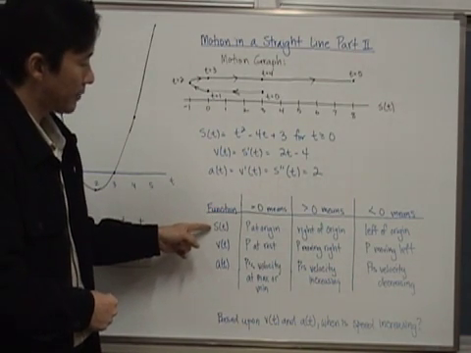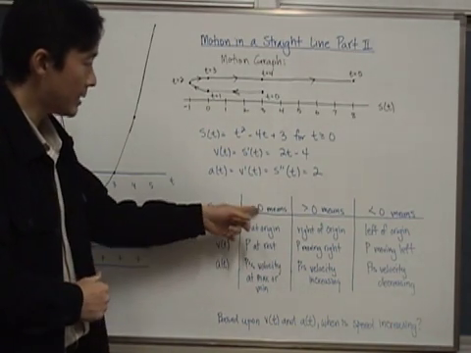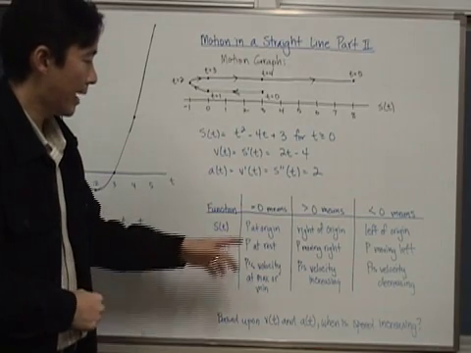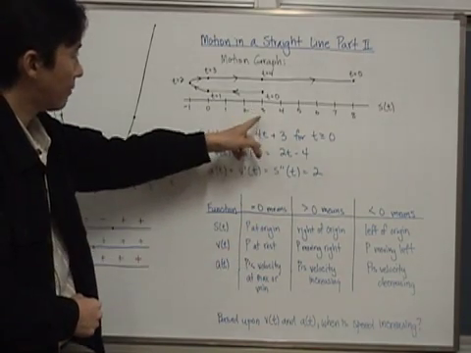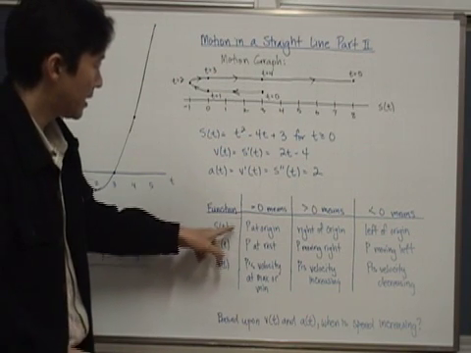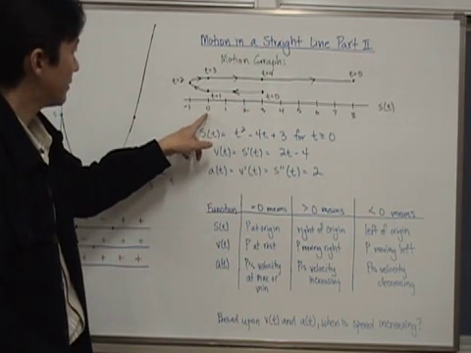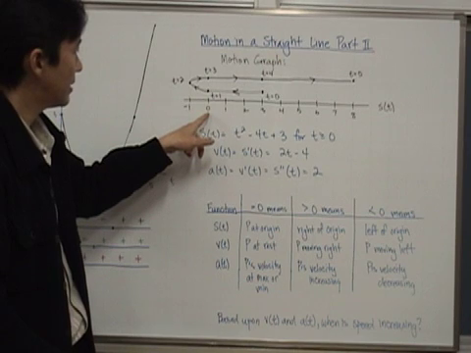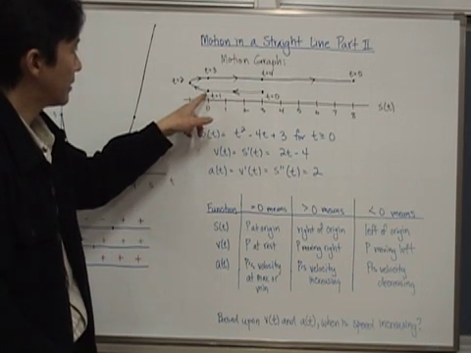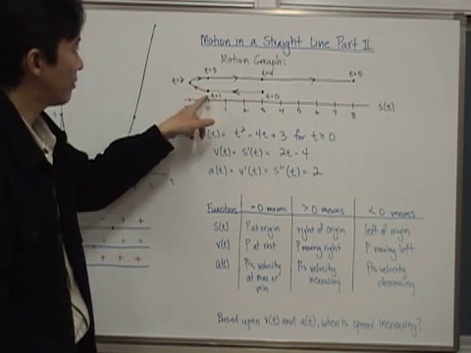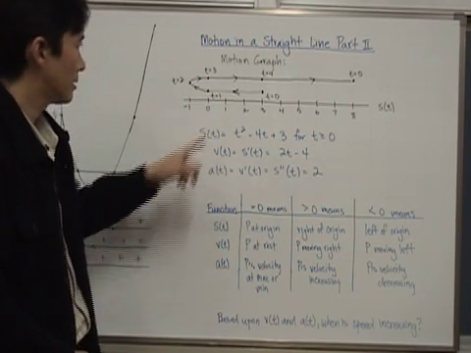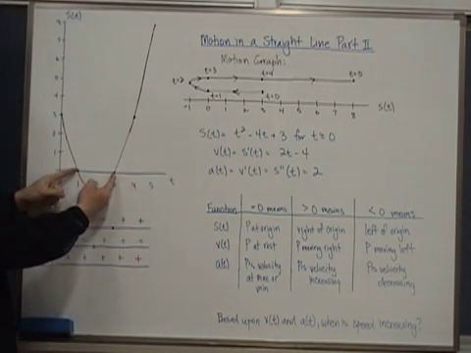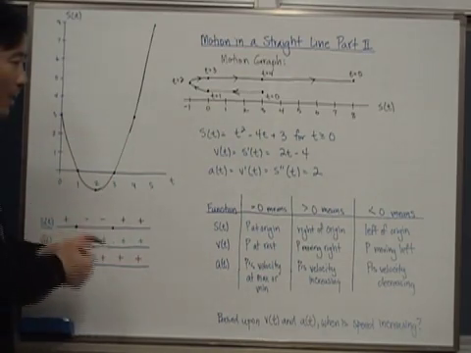Now, if s of t is equal to 0, that means, of course, that the particle is at the origin. Okay, so notice that when s of t is equal to 0, where is s of t equal to 0? Here it is, s of t is equal to 0. That's when time is equal to 1, and that's when time is equal to 3. That's when the particle is at the origin. So notice that that's the same location here in the two-dimensional graph.